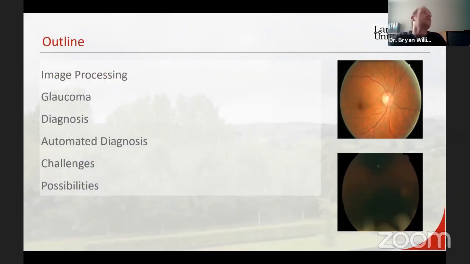Okay. So the outline of my talk: I'll give some focus to image processing, which is my particular field, and a brief introduction to glaucoma and its diagnosis before we start talking about the automated diagnosis procedures, which draw heavily on image processing, and finish with some of the challenges and the possibilities that we have.